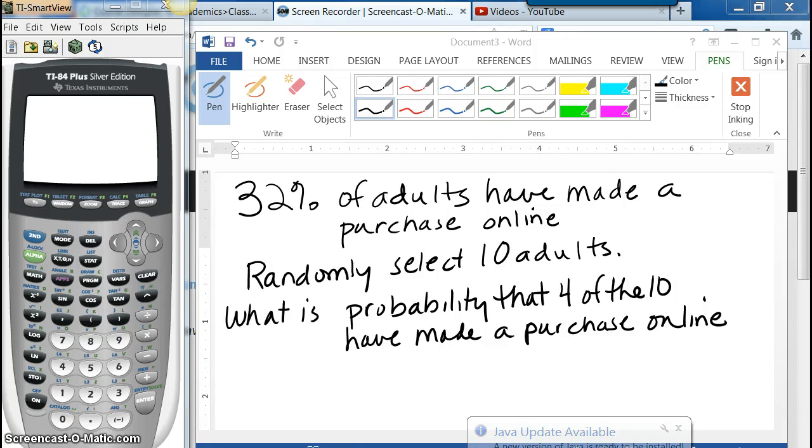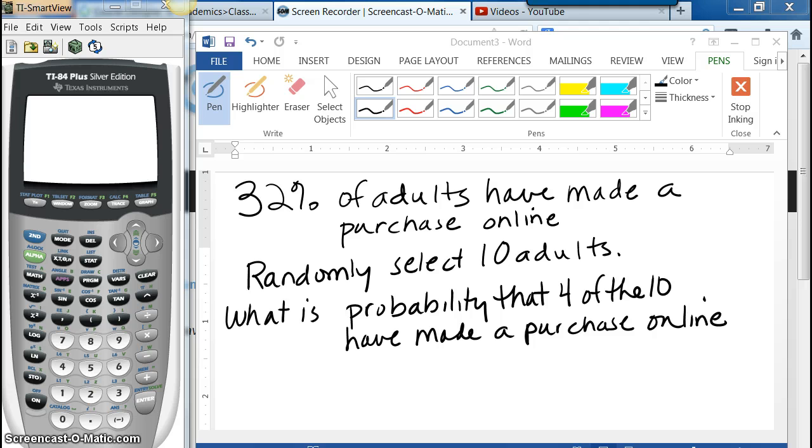This is going to be an example of a binomial distribution problem. 32% of adults have made a purchase online, and we're going to randomly select 10 adults and ask what's the probability that 4 out of the 10 have made a purchase online.